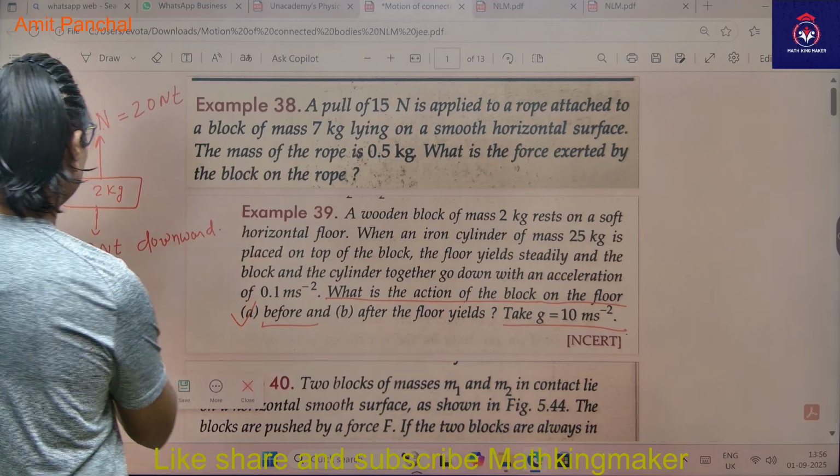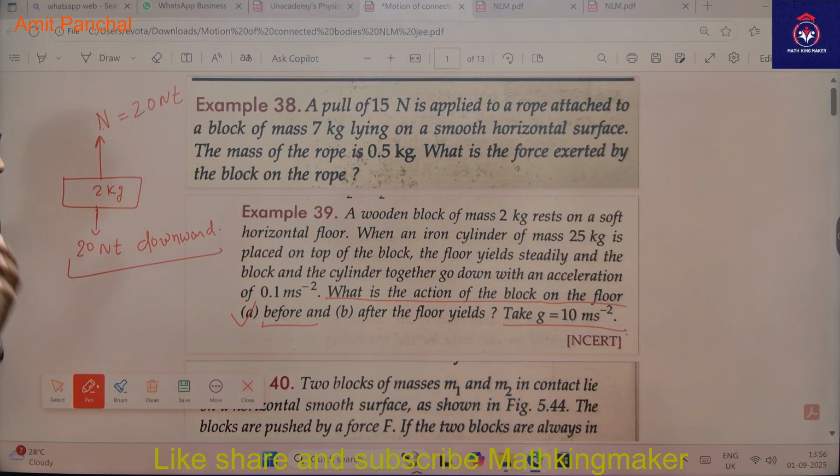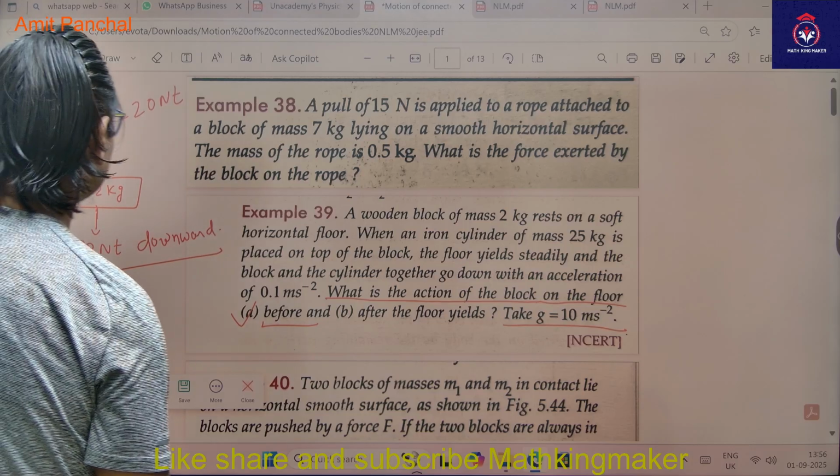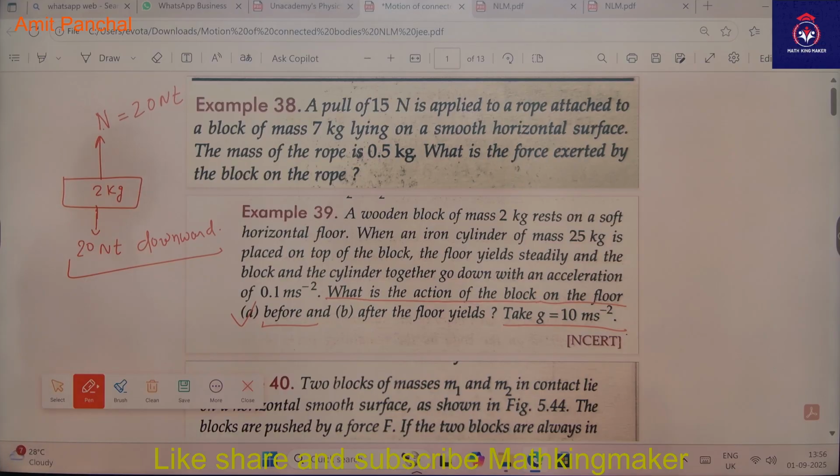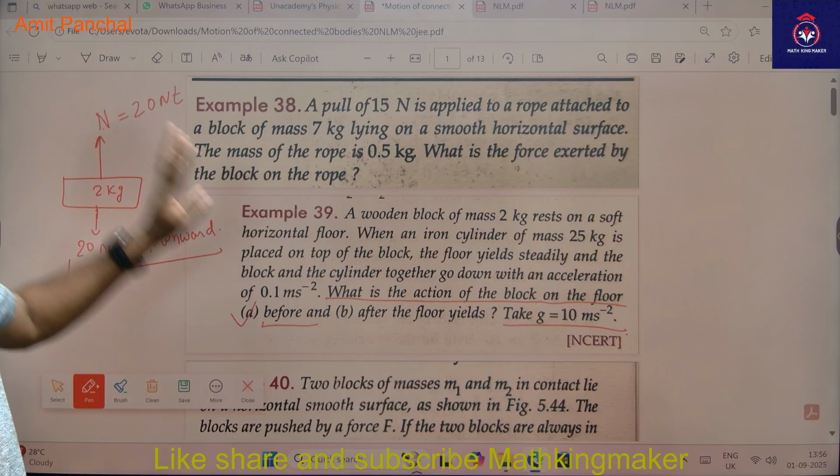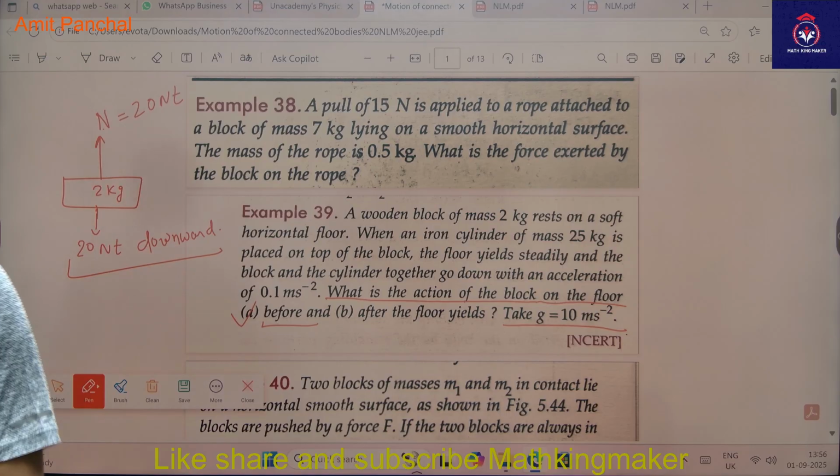So the block will put only 20 Newton on the floor. Since it is the action, isn't it better to say that we need to find the force applied by the block on the floor, right? That is the meaning of this question, isn't it?